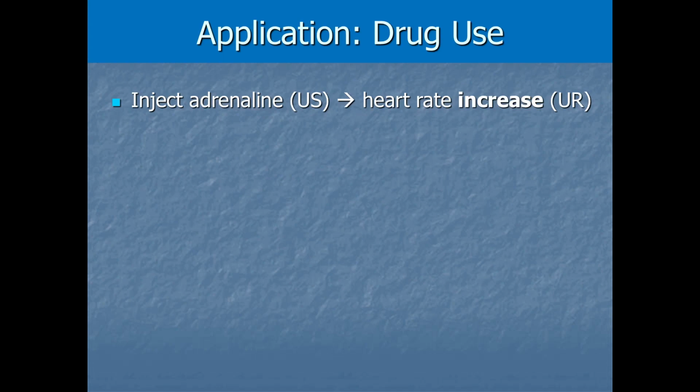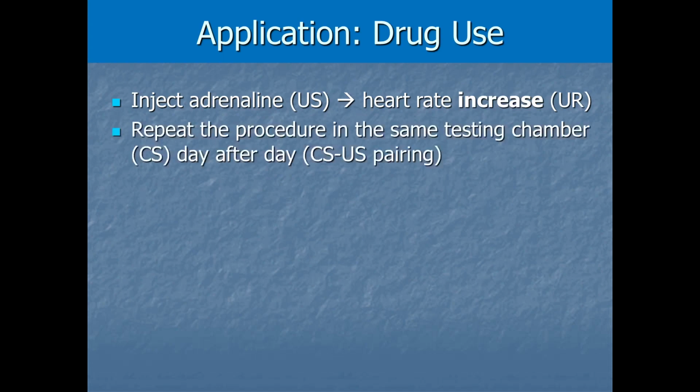So let's say, just to do this in controlled circumstances, I'll do it on a lab rat. Let's say I do this with a rat and I repeat the procedure in the same little testing chamber day after day. In some sense, that testing chamber is a stimulus that happens to be present when the adrenaline is injected. So we've actually got a CS-US pairing happening over and over just by the rat being in the same testing chamber each day. Each day, the rat first ends up in the testing chamber, the CS, then shortly afterward gets injected, that's the US, over and over and over again.